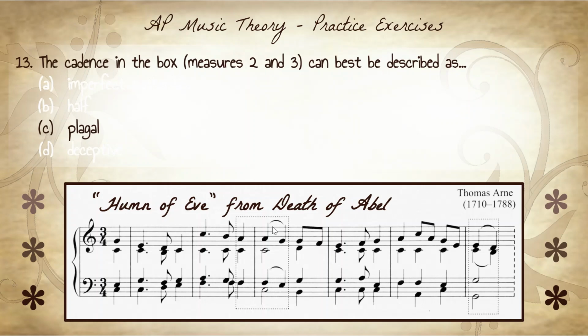Correct answer is C. The cadence in measure 3 is a plagal cadence. The chords involved are F, A, C, the subdominant, and C, E, C, the tonic, in the key of C major. The progression is the subdominant to the tonic second inversion.